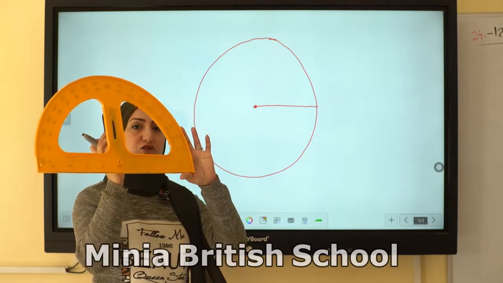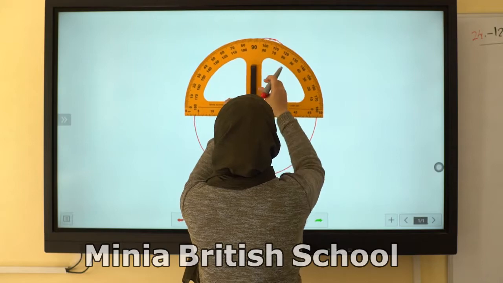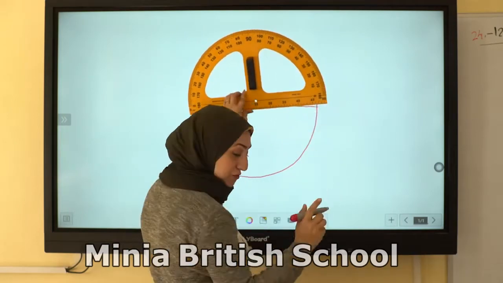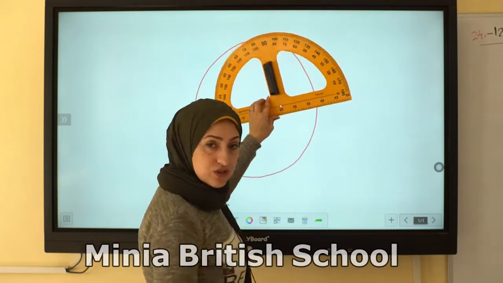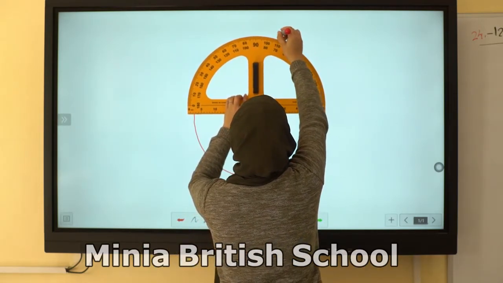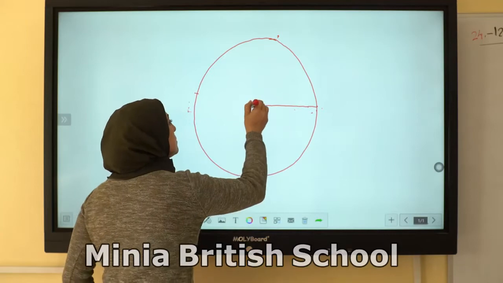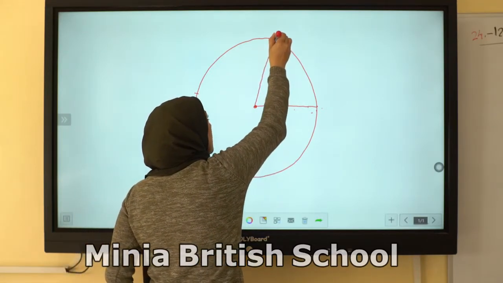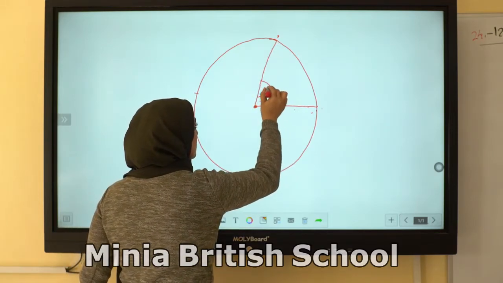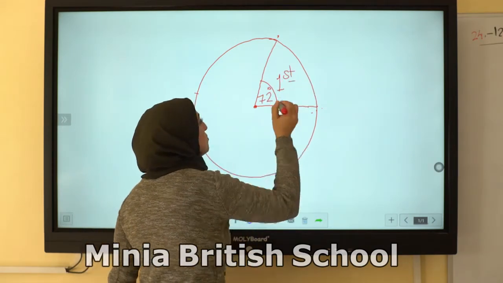Then I start to use the protractor. I put it here on the center, and be sure that it's placed in a proper way. So the first angle equals 72 degrees. Start from 0, so it will be here, 72. I connect them together. So this is 72 degrees, and this is for the first one, the first person.